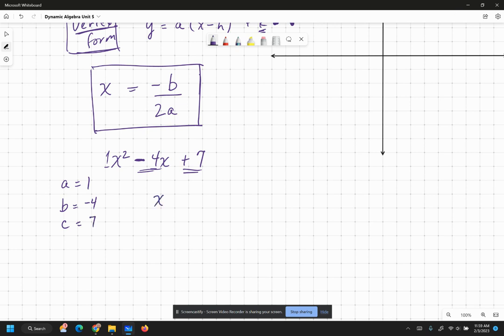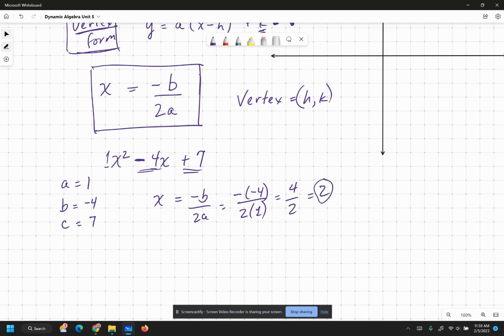So we know the x coordinate of our vertex, which is h, k, right? Our vertex is the point h, k. Our x coordinate is simply negative b over 2a, which is the opposite of negative 4, negative b, over 2 times a, which is 1. So this is just simply positive 4 over 2. Our x coordinate is simply 2.